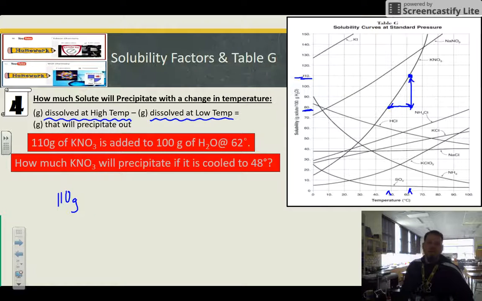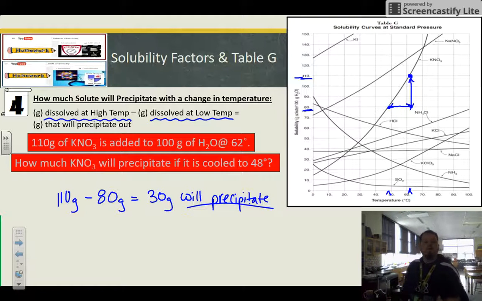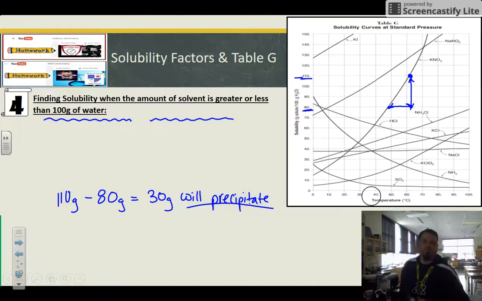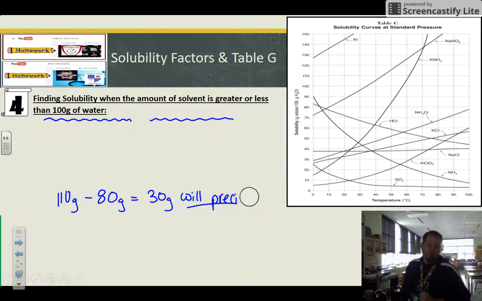No, it's 110 minus 180. So 30 grams dropped out of solution because when I went down to 48 degrees, that solvent can only hold 80 grams of solute. And I had 110 grams in there, so 30 fell out. So when I tell you we're going to play games with this chart, I think you get a feeling for what I'm saying. We've got to be able to manipulate the information that we're given.